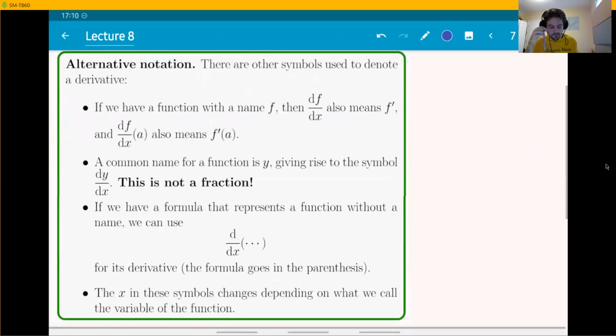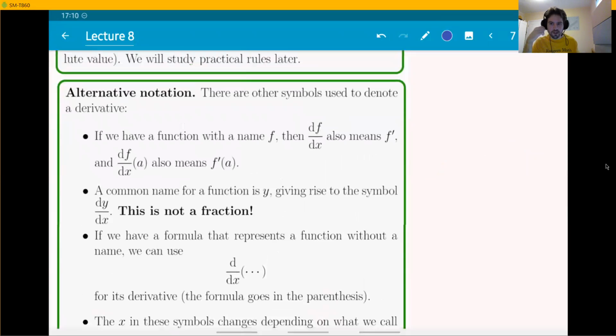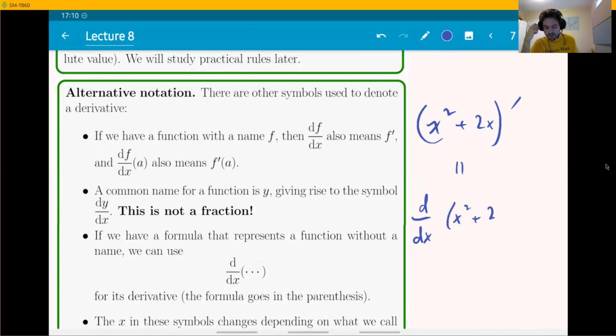Now, if you have a formula that represents the function, but you never gave it a name, like the problem says, consider the function x squared plus 2x, but without a name, and you want to find its derivative, then you can use this type of notation here, d dx of that expression. Or also like this, expression prime. That's the same thing as d dx of that expression. But notice there is no y here now, or f. We don't have the name of the function, so you don't have that. d dx means derivative.